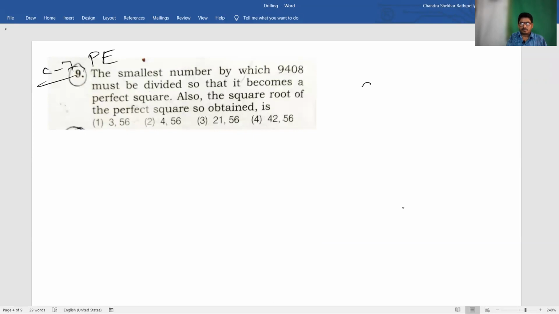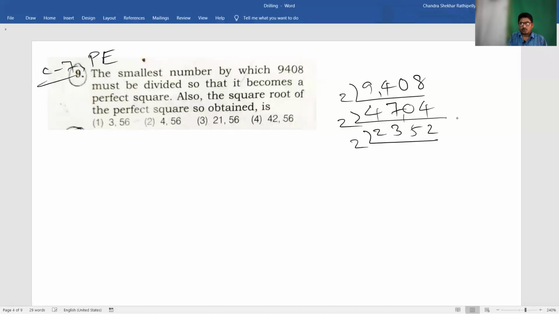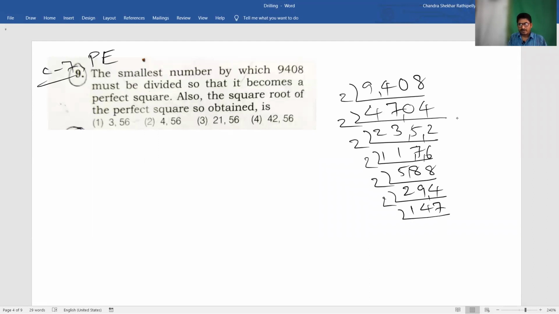First we have to factorize this, 9408. 2 4s are 8, 2 7s are 14, 3 table, 4s are 12, 3 9s are 27, 7 7s are 49.